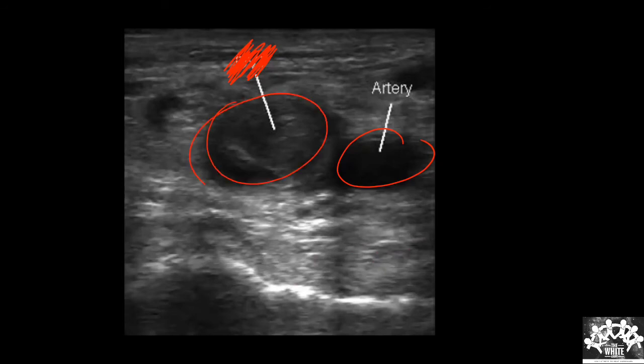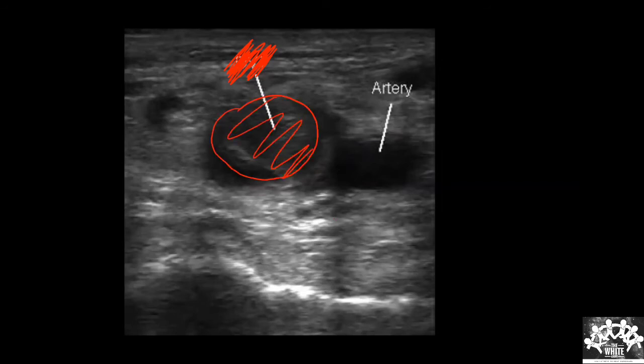What has happened to the vein? How is the vein supposed to look? The vein is supposed to look anechoic. Good, Aditya. So what are you seeing instead of anechoic? You are seeing an echogenic structure within.